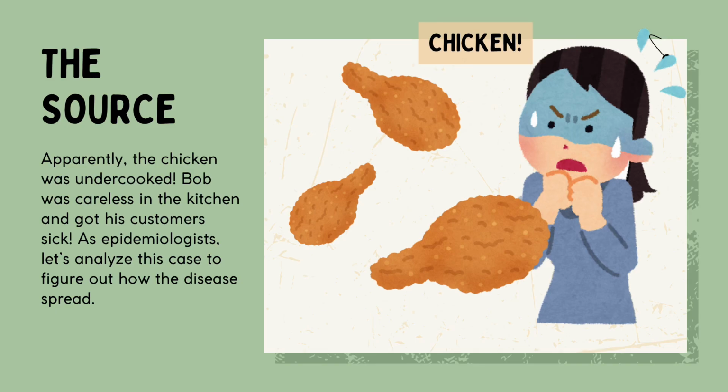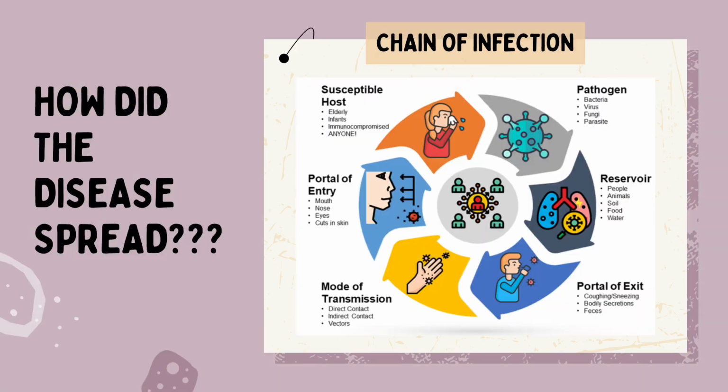The source was found out to be the chicken. The fried chicken was undercooked, and Bob was careless in the kitchen, resulting in the customers getting sick. We're acting as epidemiologists to analyze this case to figure out how the disease spread. But first, we need to know, how does disease spread?